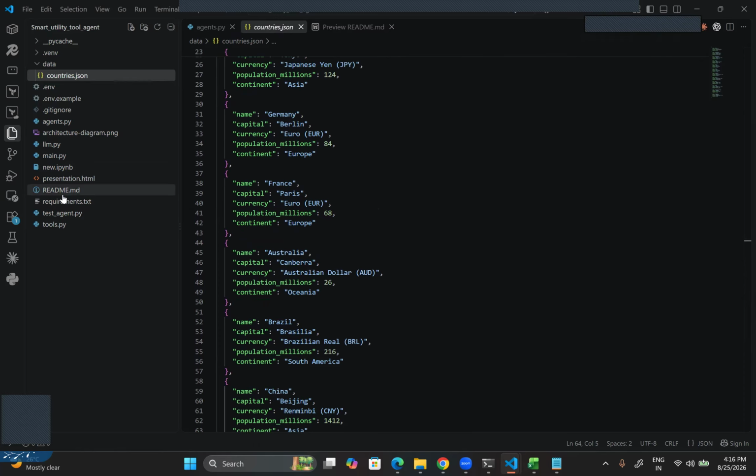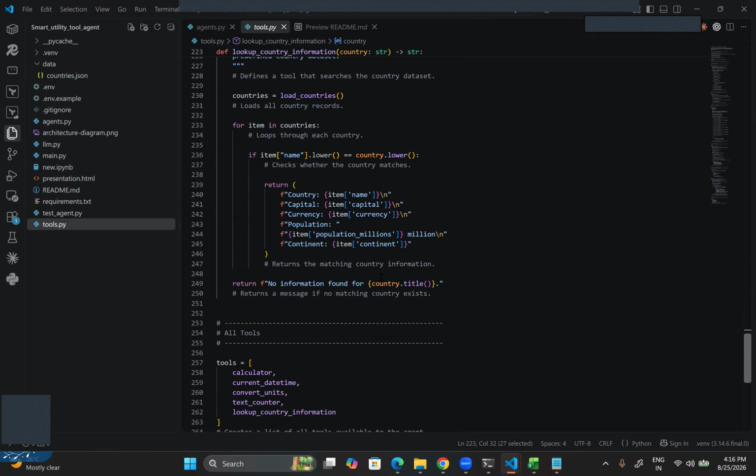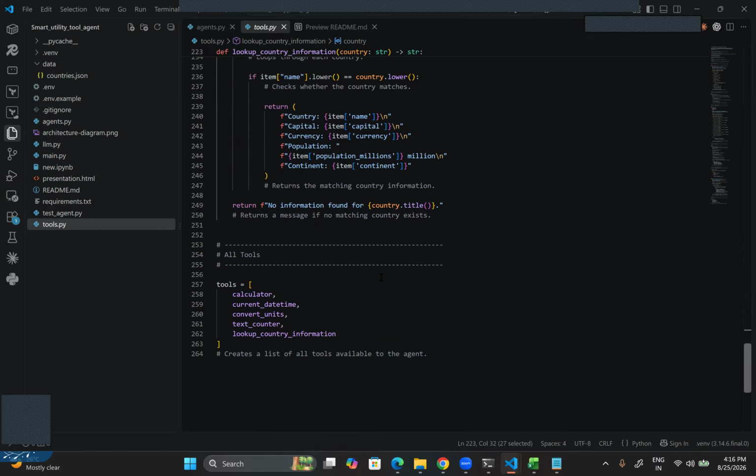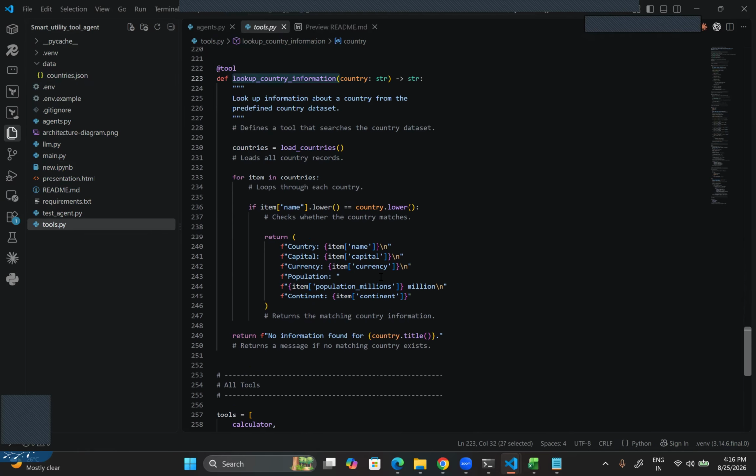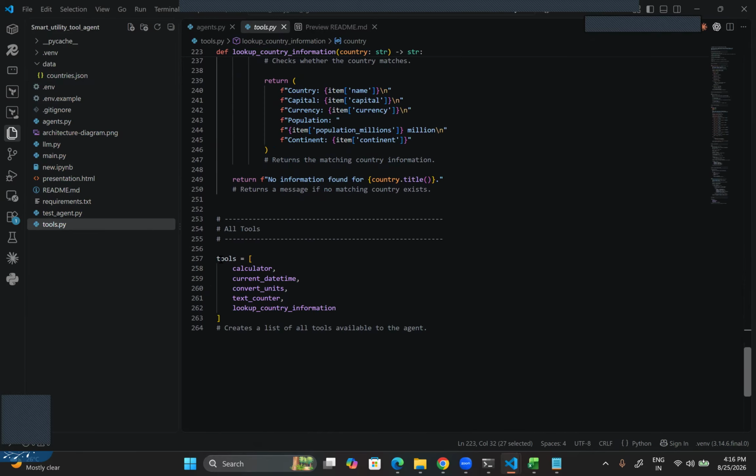Okay, where were we? We were in tools, right? We have other tools also. Now look at this bottom. What is happening over here?